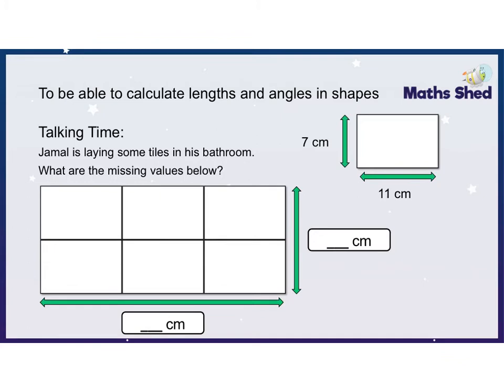All right, so Jamal is laying some tiles in his bathroom. What are the missing values below? Okay, so they give us some information here. You need to use this information. The length of each tile is 11 centimeters and the width is 7 centimeters. So I know that the width of one tile is 7 and the length is 11. So that means that this whole side here is 7 and 7, which means it would be 14, and the width here is 11 plus 11 plus 11, which would be 33 centimeters.